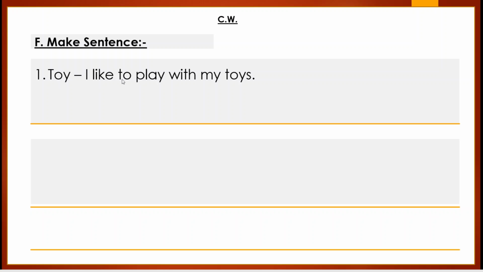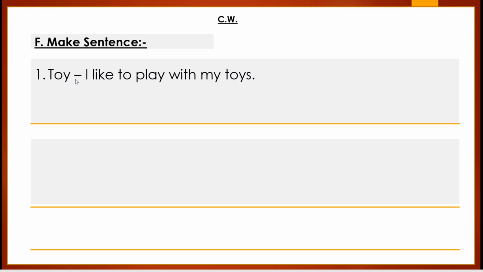Dekho, maine ek bahut hi simple sa sentence frame kiya hai. I like to play with my toys. मुझे अपने टॉयज के साथ खेलना अच्छा लगता है. आई एम श्योर आप सबको भी बहुत अच्छा लगता होगा टॉय से खेलना, है ना. वट इज द मीनिंग ऑफ टॉय? टी ओ वाई, टॉय का मीनिंग क्या होता है? खिलौने. टॉय का मीनिंग खिलौने, है ना.